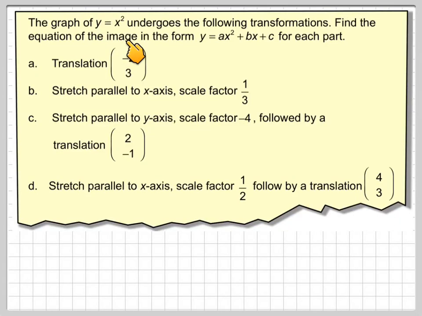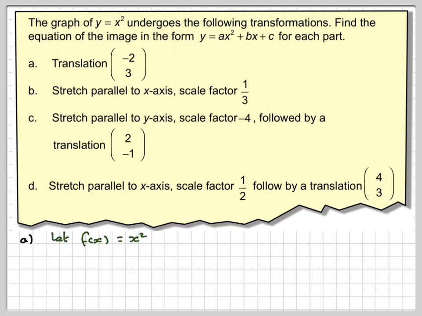The graph of y is equal to x squared undergoes the following transformation. Find the equation of the image in the form y is equal to ax squared plus bx for each part. So we've got a translation (-2, 3); a stretch parallel to the x-axis, scale factor 1/3; a stretch parallel to the y-axis, scale factor minus 4, followed by a translation (2, -1); a stretch parallel to the x-axis, scale factor 1/2, followed by a translation (4, 3).